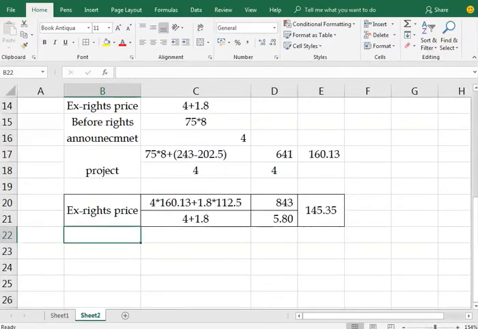This jump from 150 to 160 is the real gain of a shareholder. The fall from 160 to 145 is neither a gain nor a loss, because you lose on something and gain on something else. So it's not a loss for a shareholder. Clear? Any doubts on this? Done.